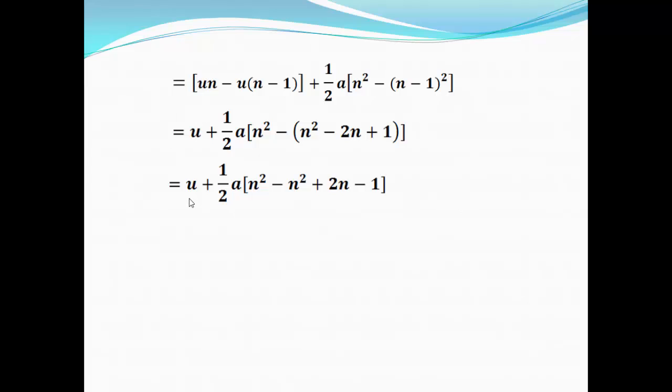Further simplification gives u plus half a, as it is in the bracket, n square, multiplying the minus sign, minus n square plus 2n minus 1. So n square minus n square is 0. So your final equation for displacement in nth second will be u plus half a into 2n minus 1. Now this expression can be used anytime you have to find the displacement in the nth second. Let us solve an example to understand the concept completely.